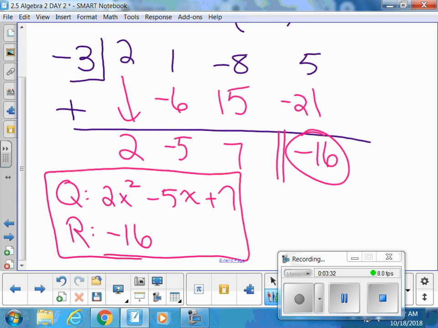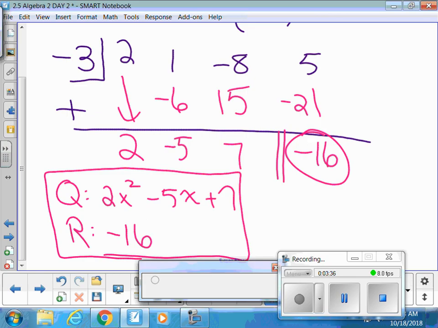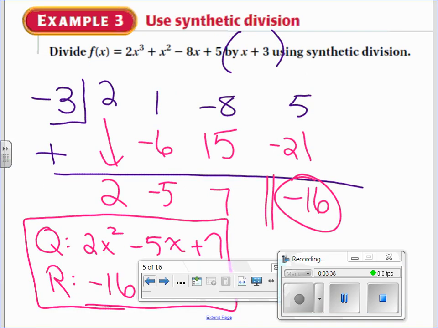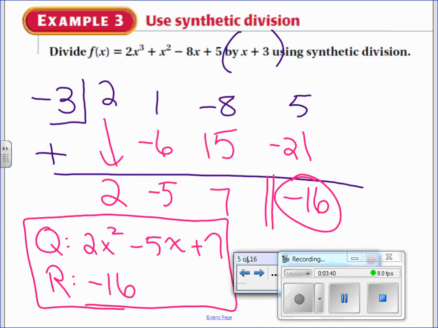Isn't that wild? I know. So last week when you're like, why are we doing synthetic when we could just do direct substitution? We were doing it to lead to bigger things, and this is the bigger thing we were leading to. Dividing polynomials and factoring polynomials. We're doing this to factor in a few minutes. How fun was that? You ready to try another one?